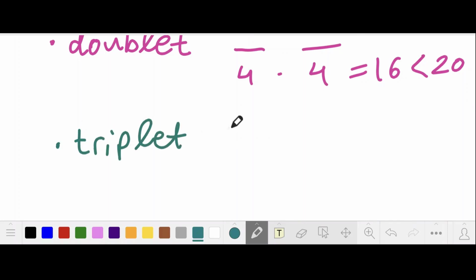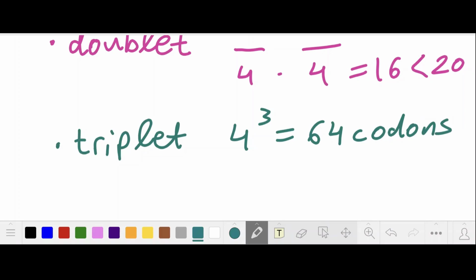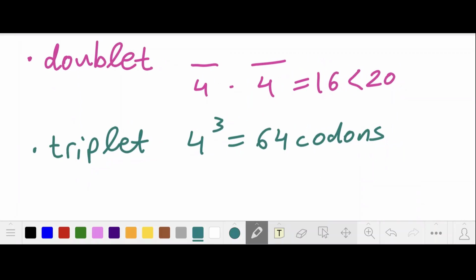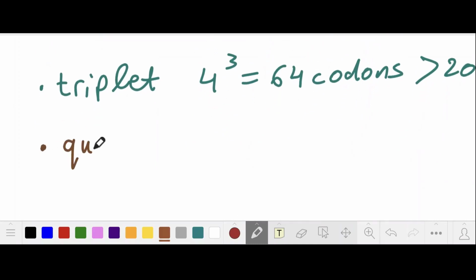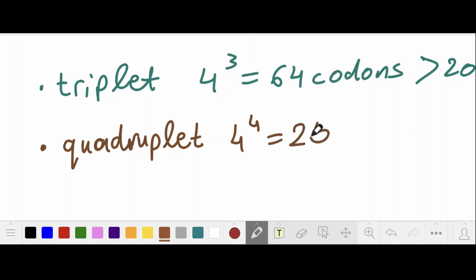we have 4 to the third power equals 64 possible codons to code for 20 amino acids. And this is the first case in which we exceed the number 20, which is the total number of amino acids in nature. If the genetic code was quadruplet, we would have 4 to the fourth power equals 256 codons to code for 20 amino acids, which corresponds to a great amount of redundancy.